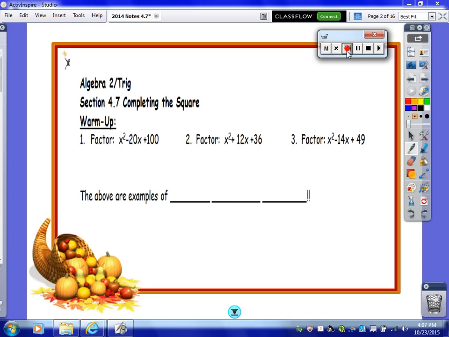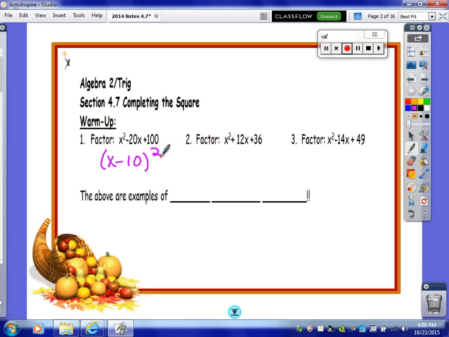All right, hopefully you factored those 3 problems. So we want to know what multiplies to get 100 but adds to get negative 10. I'm sorry, negative 20. That would be negative 10 and negative 10. So this is going to factor to x minus 10 squared.